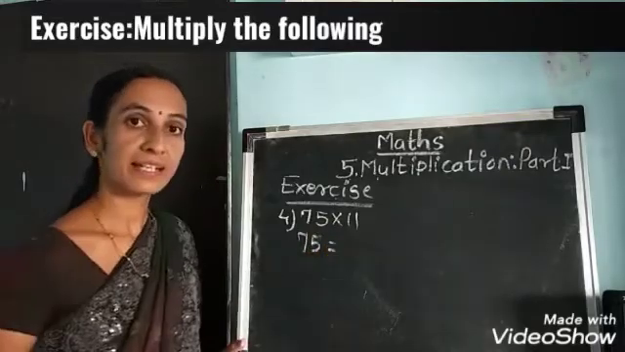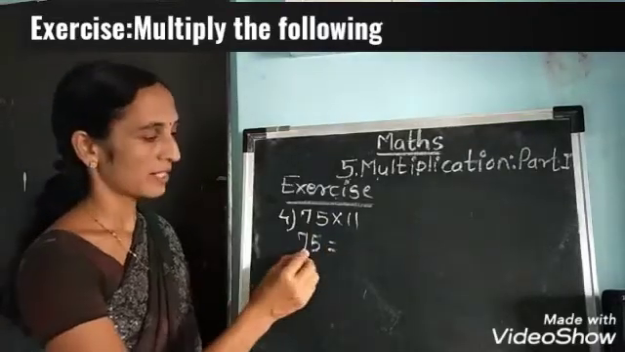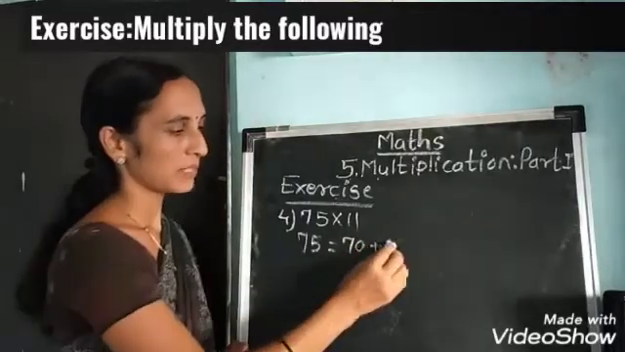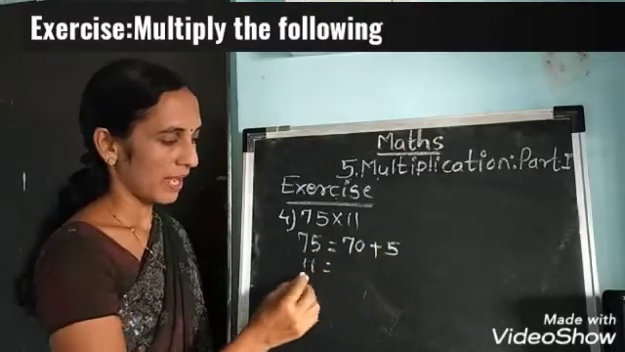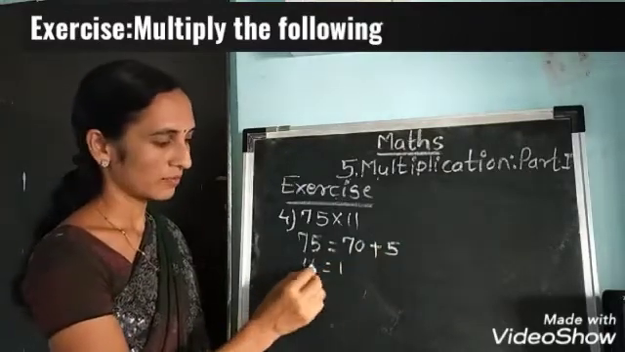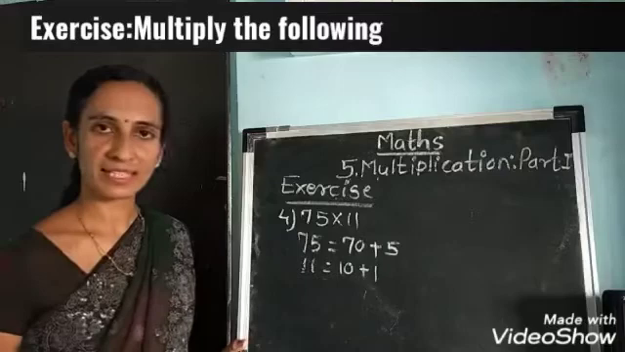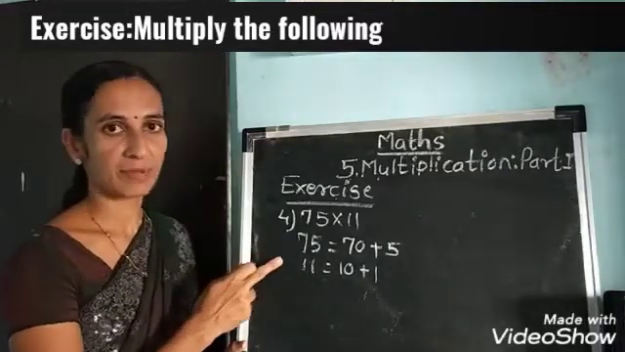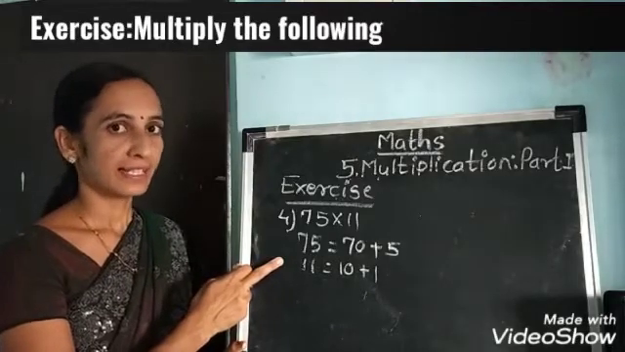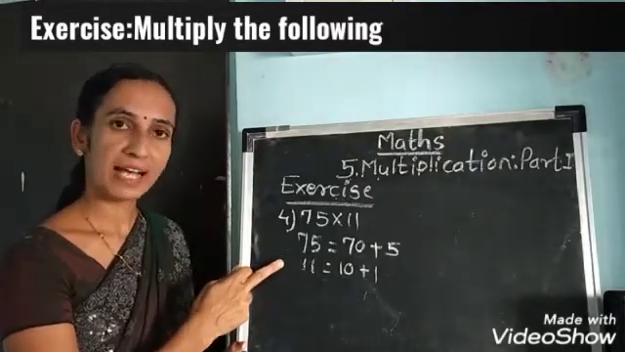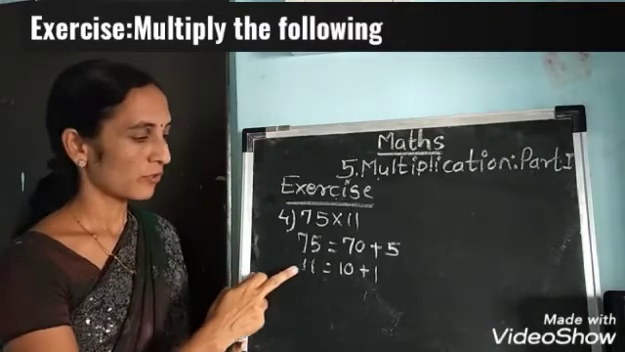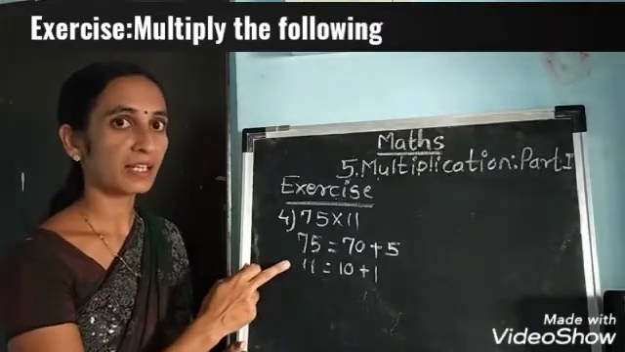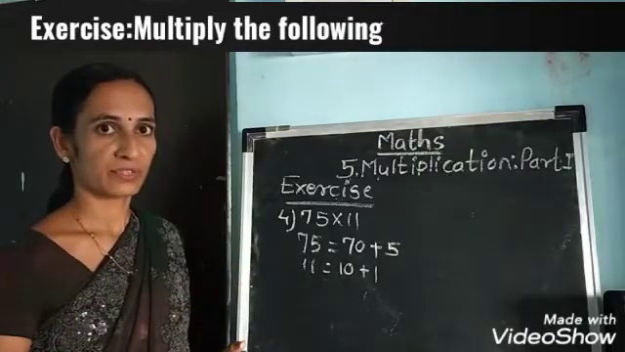75, find the expanded form of 75. 7 has 1 digit after it, so therefore 1 zero. Then plus 5. Now 11. How? In 1 there is 1 digit after it, therefore 10 plus 1 is the expanded form of 11. I have explained this expanded form; we have learned it in lesson number 2, number work. So if you have forgotten, then you just see these videos.